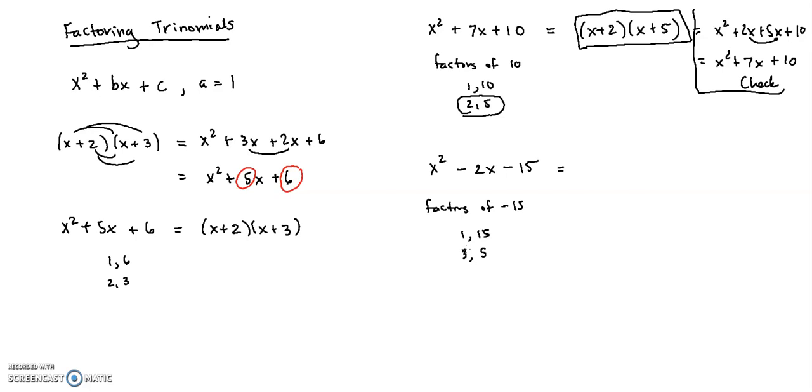We're looking for the combination that will give us 2, and we know that it needs to be opposite signs to give us a negative 15. This is the combination that's going to give us 2. We need to get negative 2, which means the bigger one is going to have to be negative. Double check: 3 times negative 5 is negative 15, and 3 plus negative 5 is negative 2. So those are our factors.